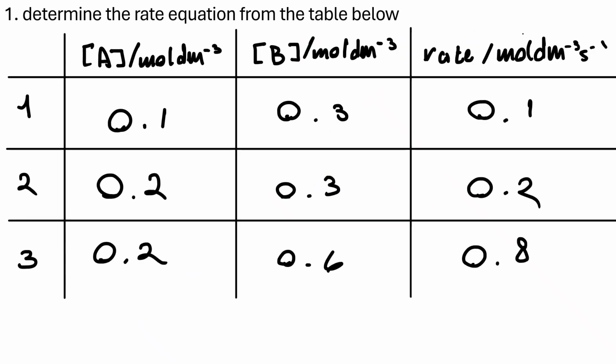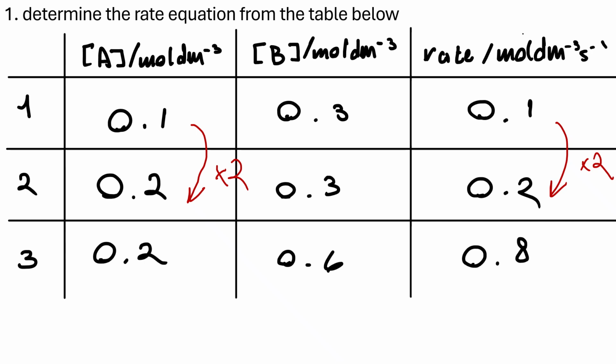The table method is a bit harder to determine the rate with. Let's say you had a table like this one and it asks you to find the rate equation. To find the rate equation, you have to find the individual orders of the reactants. So let's start off with A. You can see that between experiments 1 and 2, the concentration of A doubles. And subsequently, the rate doubles.